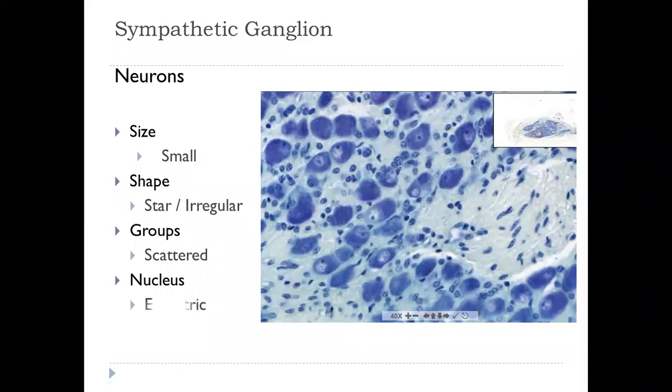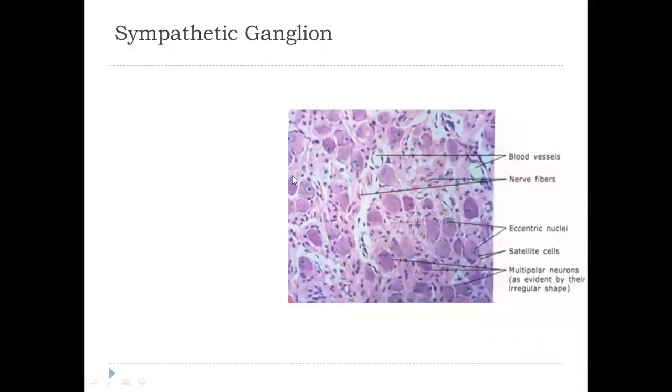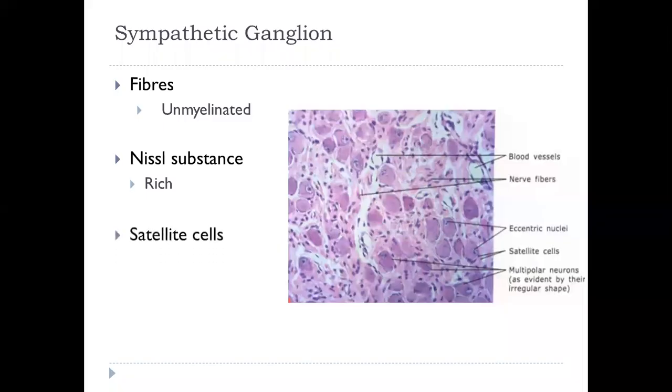And look at the nucleus. The nucleus here is eccentric, pushed to one side. The nucleus is eccentric for the sympathetic ganglion. So here again, you can see the scattered multipolar neurons among the nerve fibers. Nerve fibers are unmyelinated. Nissl substance is rich. That is just a point you have to learn. You may not see it clearly under the microscope. If you put high power in a hematoxylin and eosin slide, you may be able to see the rich Nissl substance.